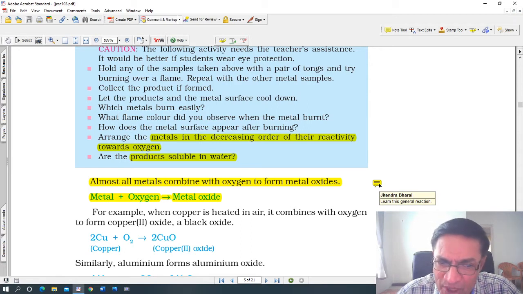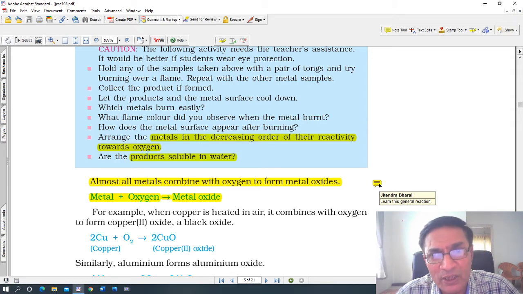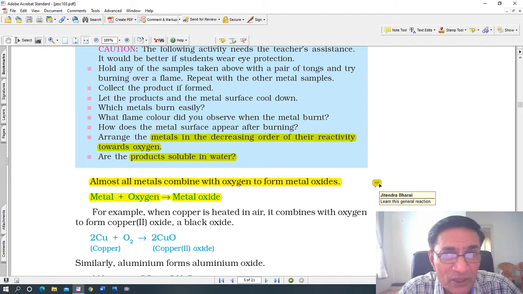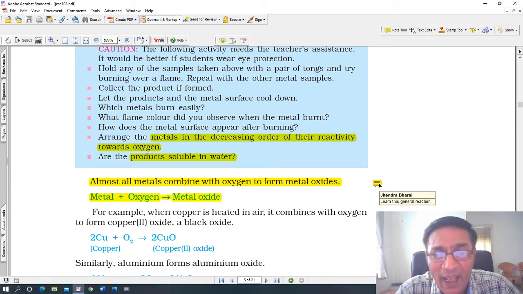जैसे देखो इसके नीचे copper plus oxygen gives copper oxide. Copper is a metal. It reacts with oxygen to give copper oxide. Magnesium is a metal. Magnesium reacts with oxygen to give magnesium oxide. Okay, so you should be able to write specific reactions, but only if you have learned the general reaction. Metal plus oxygen gives metal oxide, and then this metal oxide, when dissolved in water, gives the corresponding metal hydroxide.